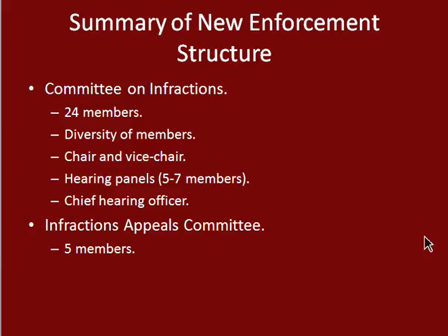You'll still have a committee chair and a committee vice chair, but what's a new wrinkle to this process is each case will not be heard by the Committee on Infractions. It will be heard by a hearing panel, and those hearing panels will be composed of 5 to 7 members of the full committee. And the Committee on Infractions chair will select a chief hearing officer for each hearing panel. So that's going to be a unique twist. Now, the new process has not changed the appellate structure. So the Infractions Appeals Committee will still be comprised of 5 members.